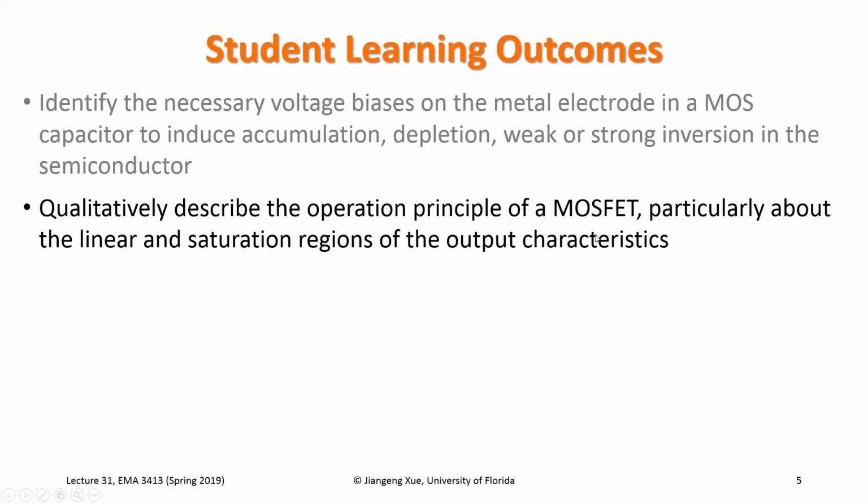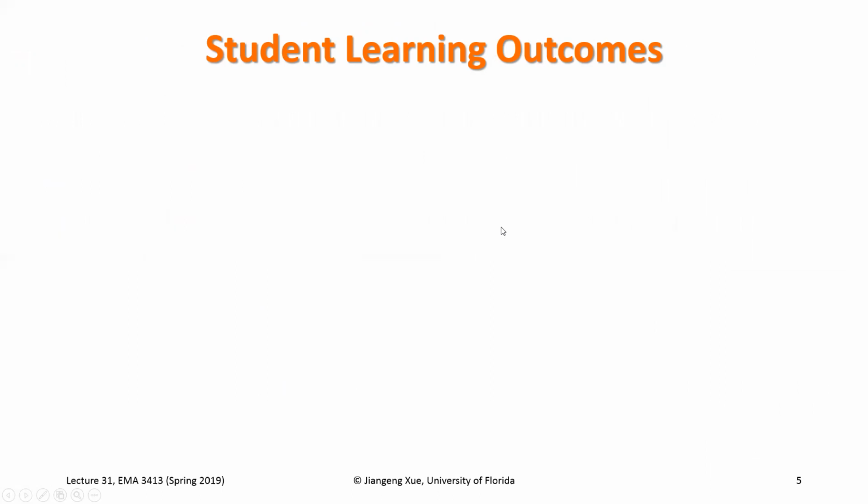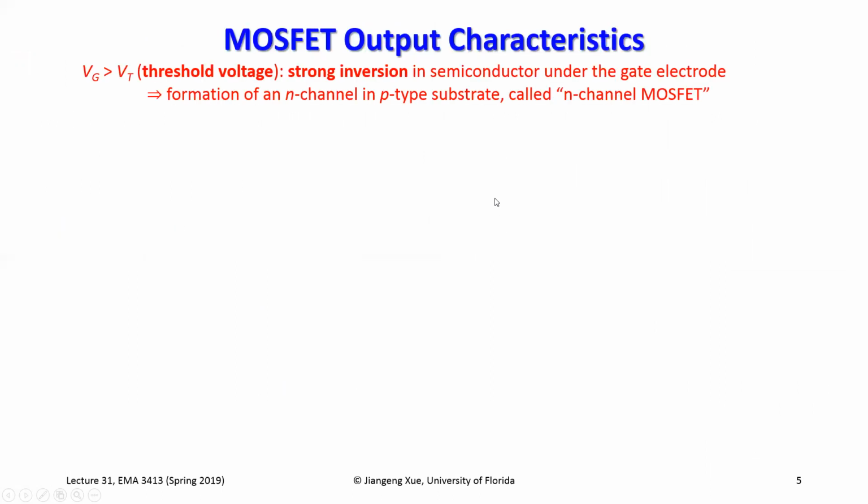So the second student learning outcome is that you should be able to qualitatively describe the operation principles of the MOSFET, particularly in the linear and saturation regions of the output characteristics. So these MOSFETs, obviously, when we want to turn them on, we mean that we actually create a strong inversion on the semiconductor surface. So under the gate electrode, the metal electrode we call a gate electrode, there is a strong inversion. So that requires you have a certain minimum threshold.